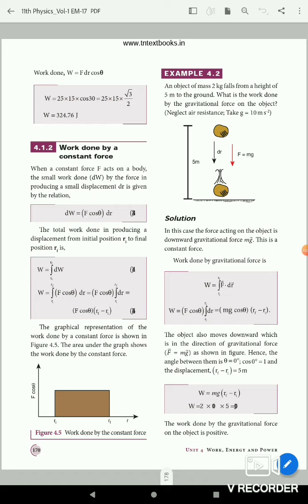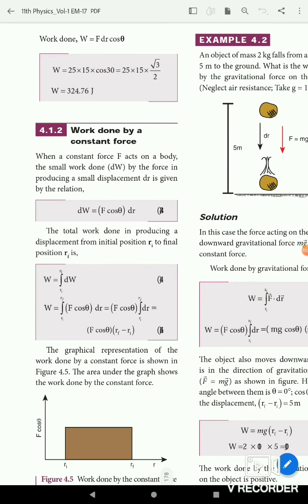Work is done at some point where the force is acting. It resolves into two components, F cos theta and F sin theta. That F sin theta is perpendicular, so it cancels out. So only F cos theta acts in the positive x direction. So you take this F cos theta, and the displacement is dr.